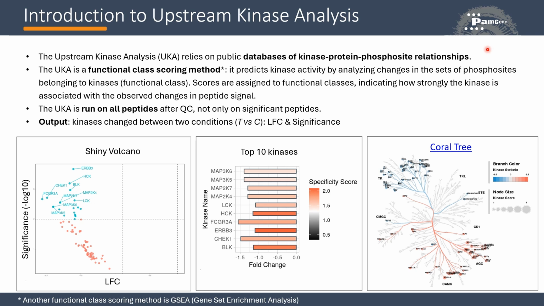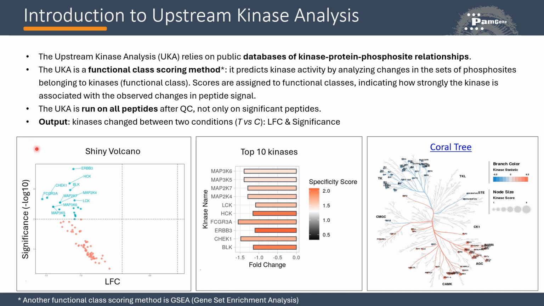In functional class scoring, scores are assigned to functional classes, indicating how strongly the kinase is associated with the observed changes in peptide signal. We run UKA on all QC-passed peptides, not only on significant peptides, thus it is a parallel to phosphosite analysis. The output of UKA is similar to the output of phosphosite analysis. It is the fold change and significance of kinases changed between a test and a control condition.